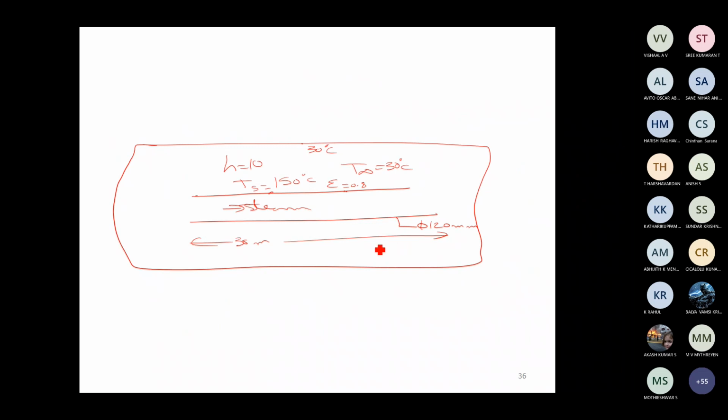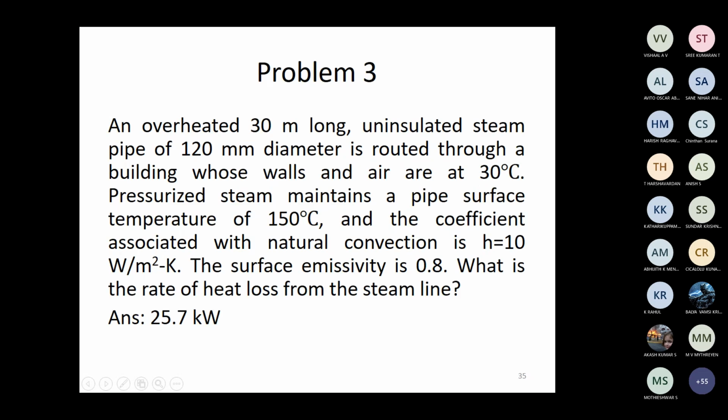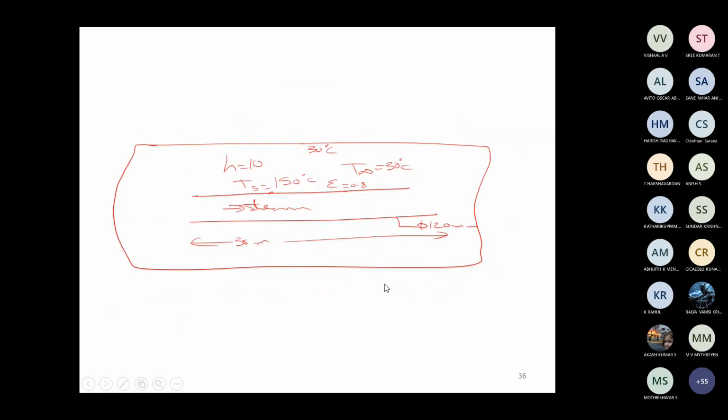So to answer this question, first we should identify what are the modes of heat transfer in this case. As you can see here, there is steam flowing. So inside there is convection, but we are not asked to find the rate of heat transfer from the steam to the wall. We are asked to find out the heat loss from the wall to the surroundings. So we know the surface temperature of this steam pipe. We know the heat transfer coefficient, and we also know some radiation data.